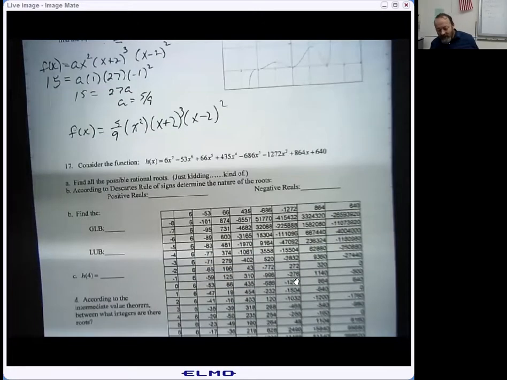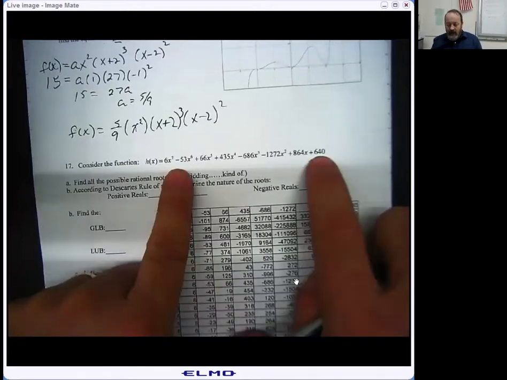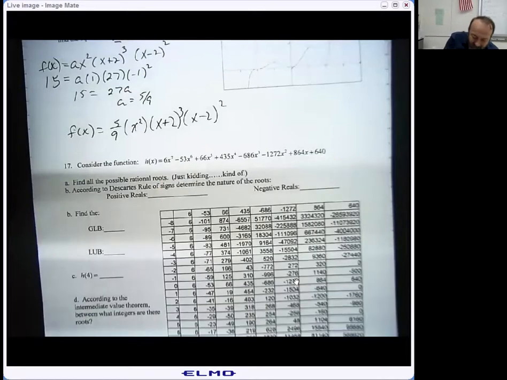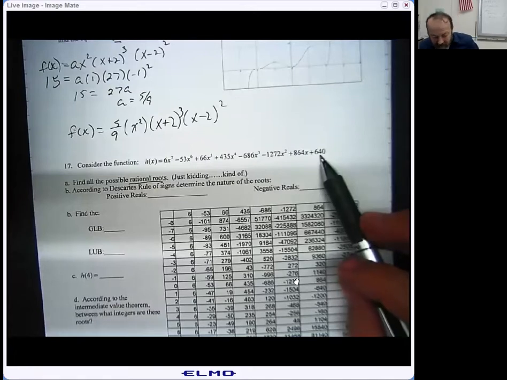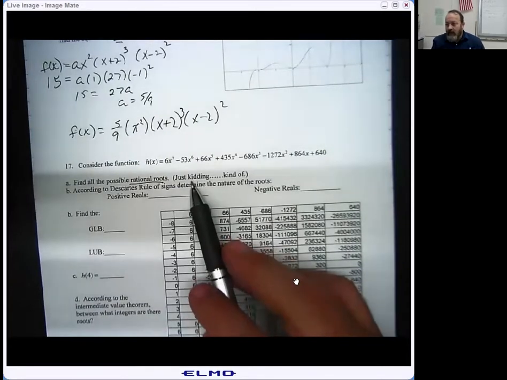Now on number 17, this looks horrific because it is. And then, so I kind of asked you some questions that says, hey, let's find all the possible rational roots, which of course, as a student, you should be like, well, 1, 2, 4, 5, 8. Oh my gosh, how many numbers go into 640? If you do a factor tree on that, it's nuts. So I literally meant just kidding.